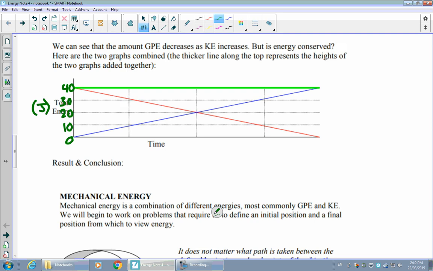So what we're seeing is that at the very beginning, in this case, we'll say that the ball had 40 joules of gravitational potential energy and 0 joules of kinetic energy. So if we plot those 2 points out, 0 joules and 40 joules, if we add those two values together, we get 40 joules. And so we can plot a specific point right along this green line. And as I go through this, you'll see what this green line is really going to represent.